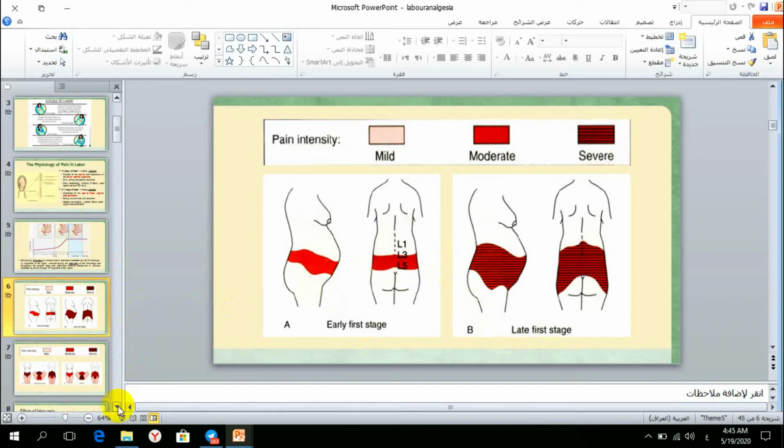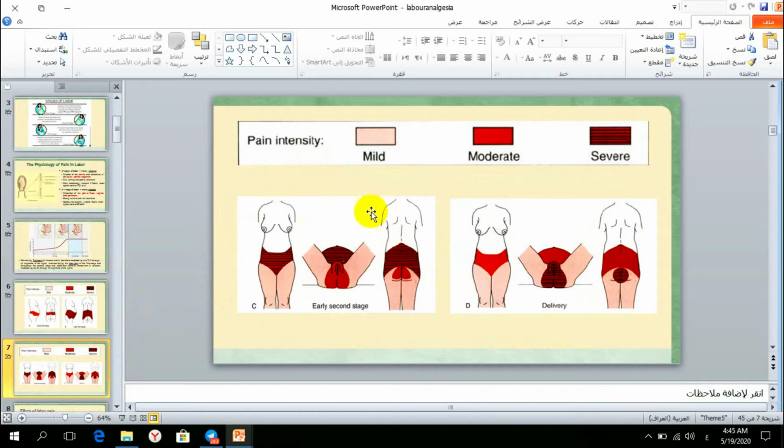اللي هي أغلبها visceral. The second stage of labor is mostly somatic. هذه الـ second stage of labor اللي هي somatic. Distension of the pelvic floor, vagina and perineum. Characterized by sharp, severe and well localized pain. Rapidly conducting A delta fibers enter the spinal cord at S2 to S4. هذه من S2 لS4 هي هذه اللي هي somatic بالsecond stage of labor.